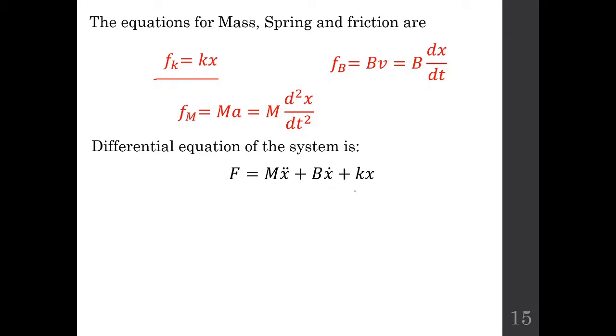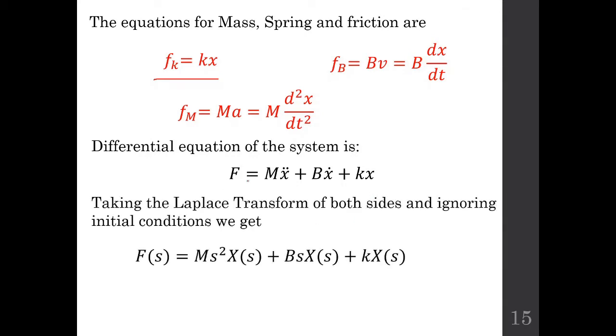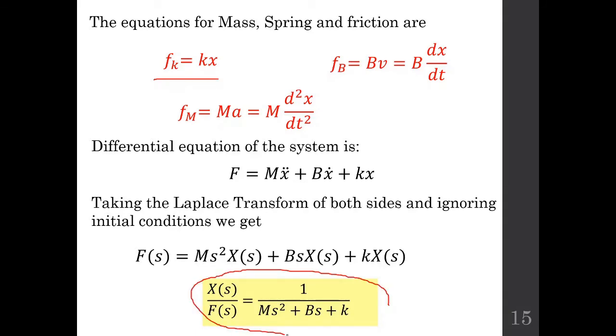To find the transfer function, we need to take the Laplace transform of this equation. After taking the Laplace transform, we can rewrite this equation as F of s equals m s square x of s plus b s into x of s plus k into x of s. So simply by rearranging the quantities, we can find the transfer function as x of s divided by F of s equals 1 divided by m s square plus b s plus k. So this is the transfer function.